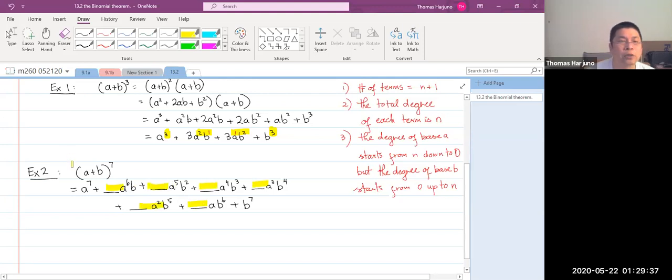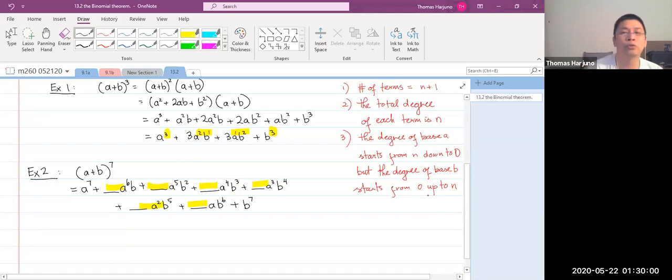Now of course a plus b to the 7, the first term has to be a to the 7, no other way. And the last term has to be b to the 7. The coefficient for a to the 7 is 1. The coefficient for b to the 7 is also 1. The one I need to figure out is the coefficients for the middle terms. I will leave it there for now. I will come back to that.